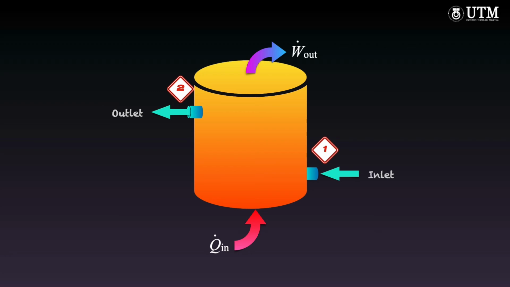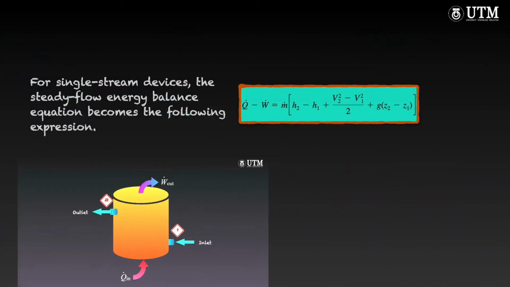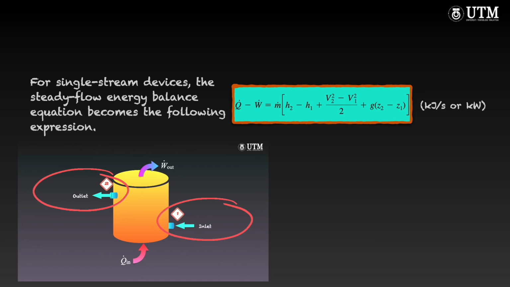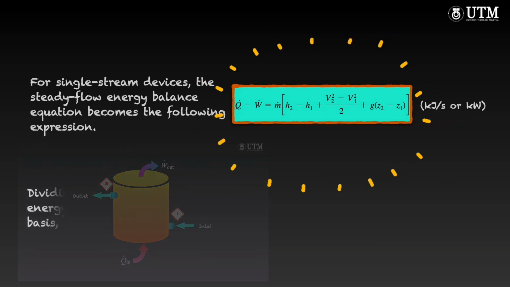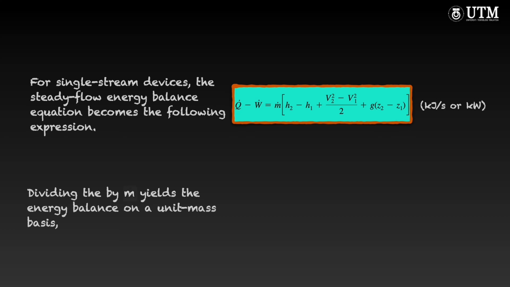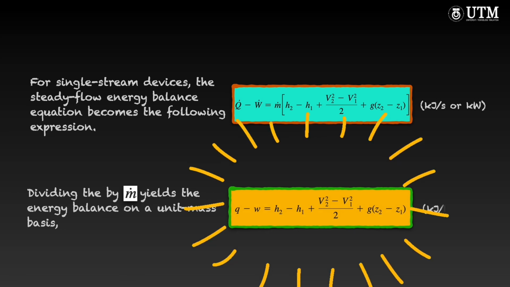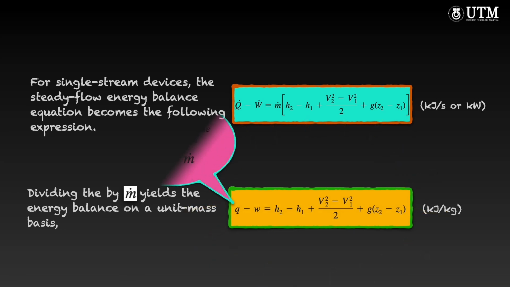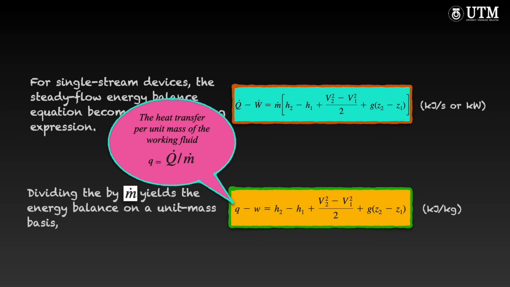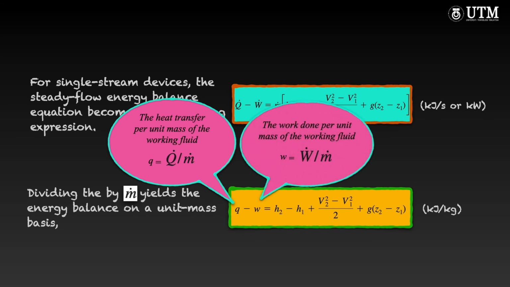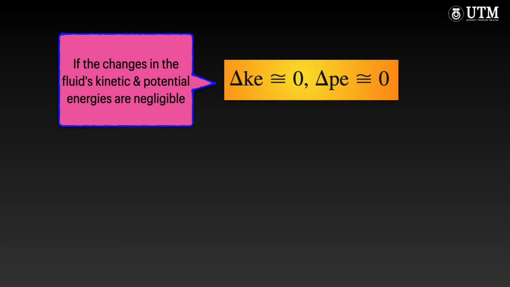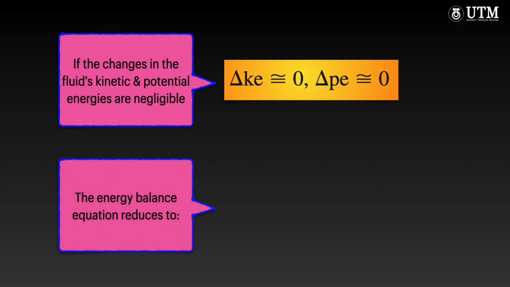For single stream devices, the steady flow energy balance equation becomes the following expression. Dividing the latest equation by m dot yields the energy balance on a unit mass basis. Suppose the changes in the fluid's kinetic and potential energies are negligible. In that case, the energy balance equation is reduced further in the following manner.